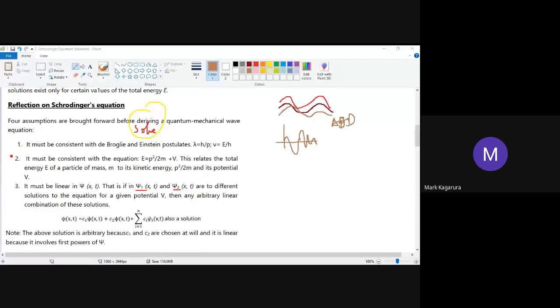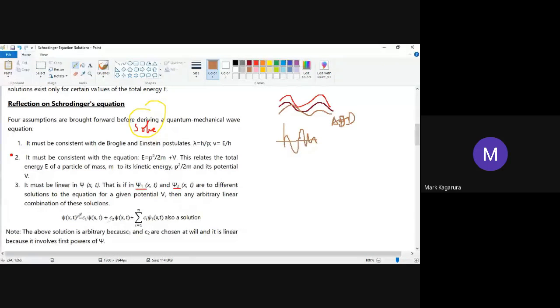But we're imagining that these might be in the wrong paint. This is the right one. So we're saying that C1 and C2 should not be functions of x, which means the combination of these solutions is also a wave function.